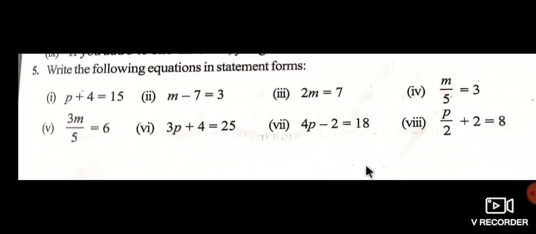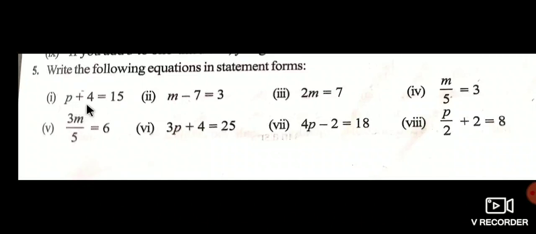Dear students, the fifth one is also very easy, but opposite to the above. In the fourth one, they gave the equation for the following statement. Here they have already given equations, with an equal sign. For this, we should write the equation, and for this equation, we should write the statement.